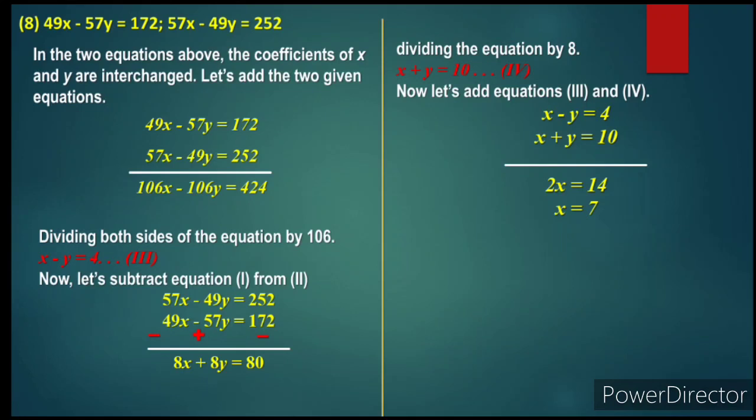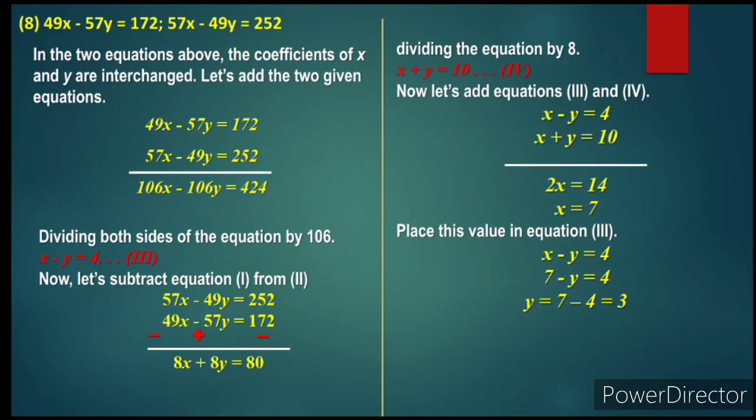Now we'll place the value of x in equation number 3, or you can put it in the fourth one also. x minus y equals 4. So 7 minus y equals 4. As y we are finding, whatever we find should be positive. We'll take y to that side and bring 4 to this side. So when you take y to that side, it will become positive y. y is equal to 7 minus 4 equal to 3.